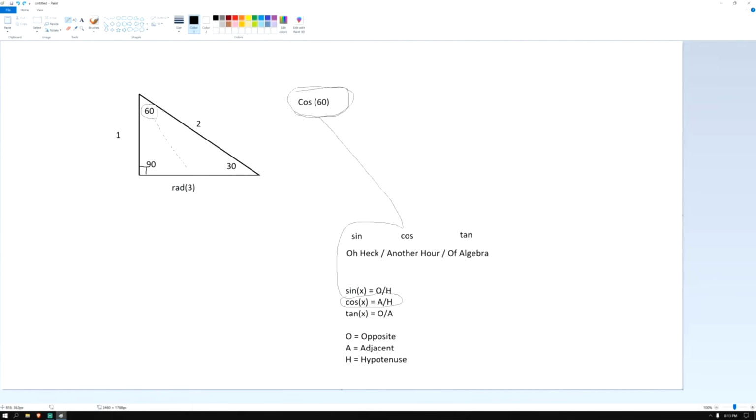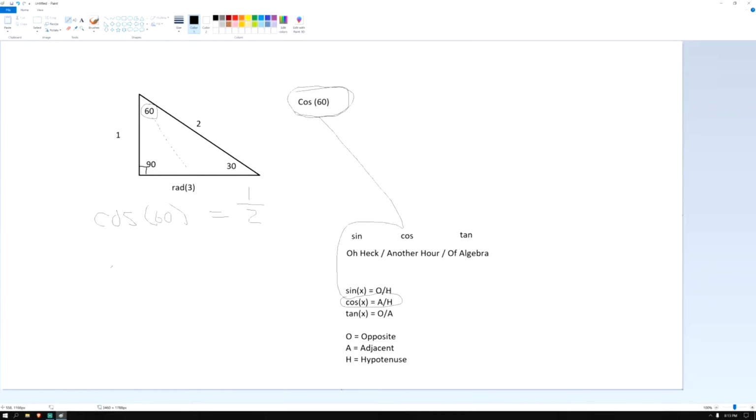So cosine of 60 equals adjacent, which is 1, over hypotenuse 2. Whoa.